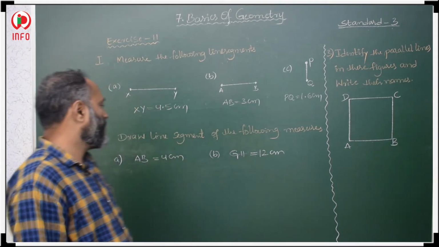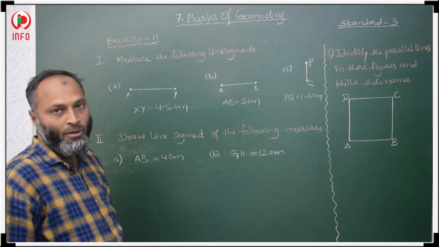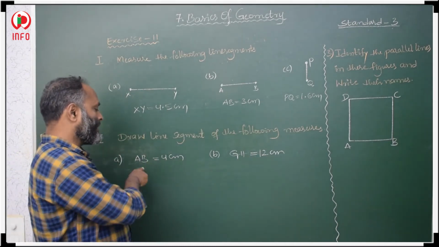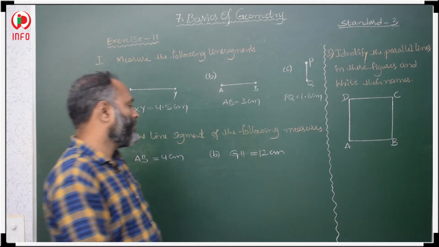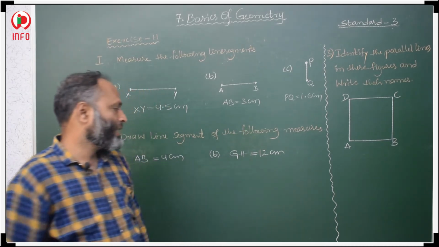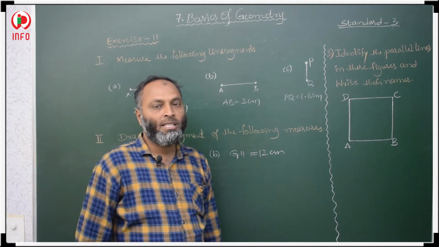Now, after that, in the second question, we have to draw the given measurements. The AB line segment length is 4 centimeters, so we have to draw an AB line segment of length 4 centimeters and a GH line segment of length 12 centimeters.